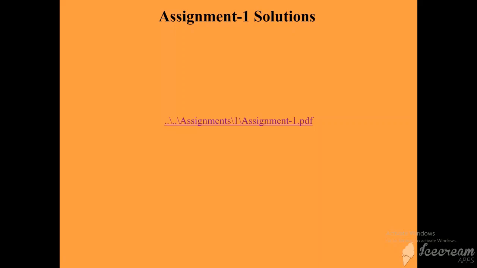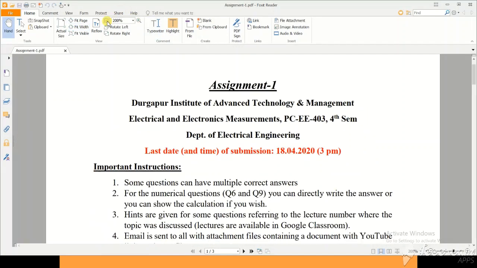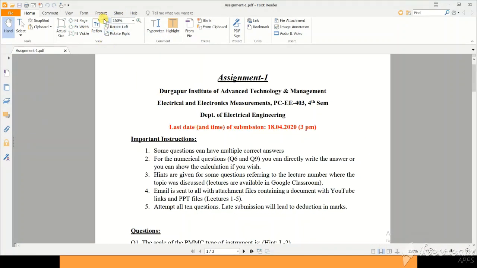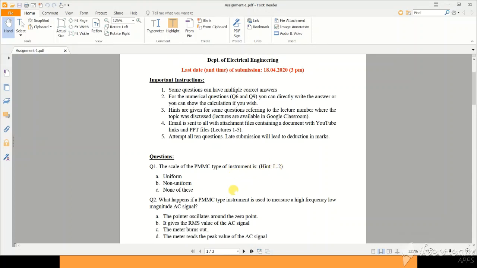So let's see our assignment. So this was the assignment. Question number 1: the scale of the PMMC type of instrument is uniform. So we have a uniform linear relationship there, so that is why this scale is uniform. Lecture number 2 contains that.